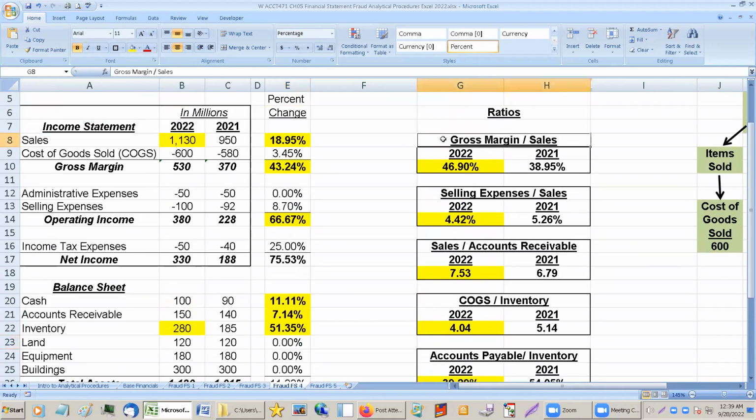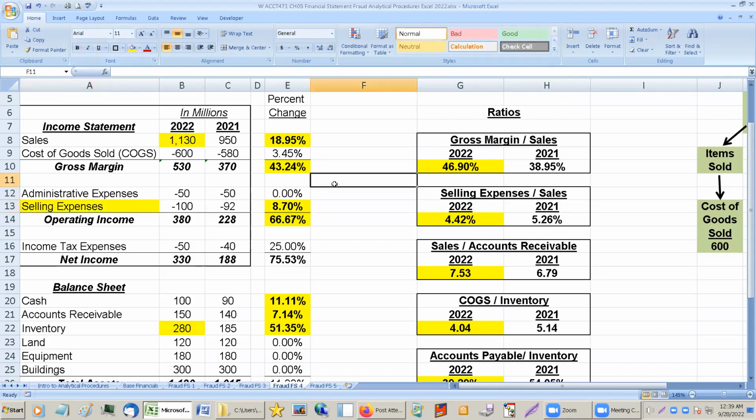Okay. Gross margin jumps up quite a bit. Gross margins usually don't change by more than a couple percent. So when you see it jump up 8% or whatever, it's a big deal. Selling expenses, again, are one of the Achilles heels that a lot of times will show that there's fraud, is that the selling expenses don't match the increase in the sales.